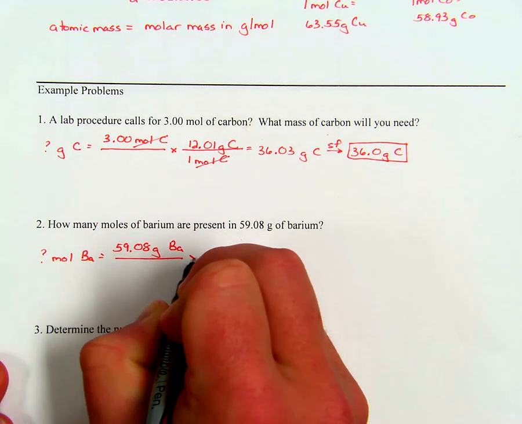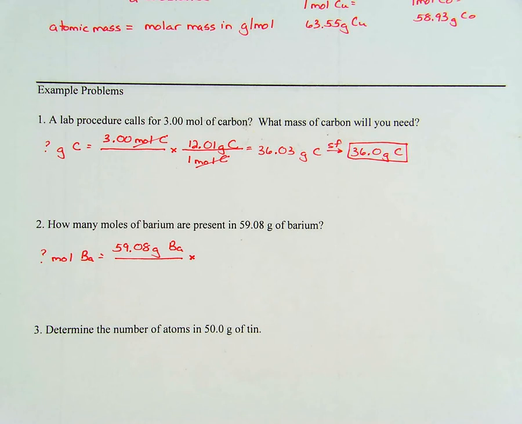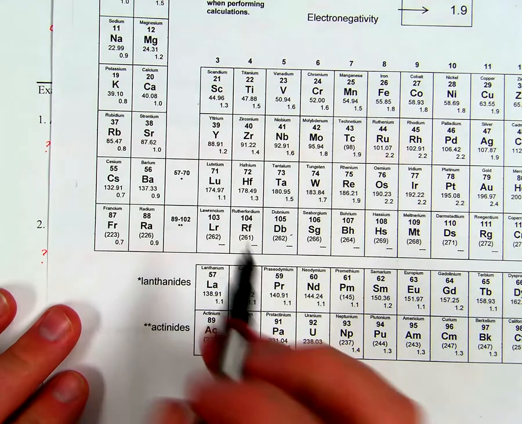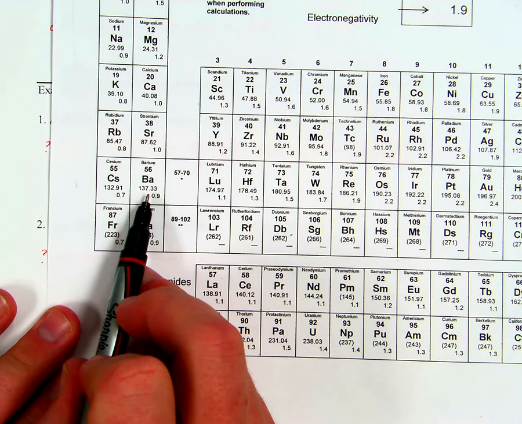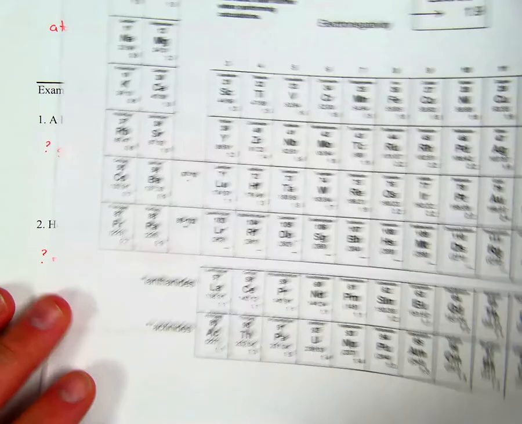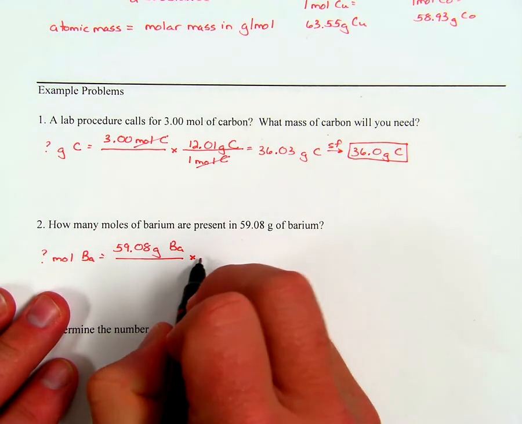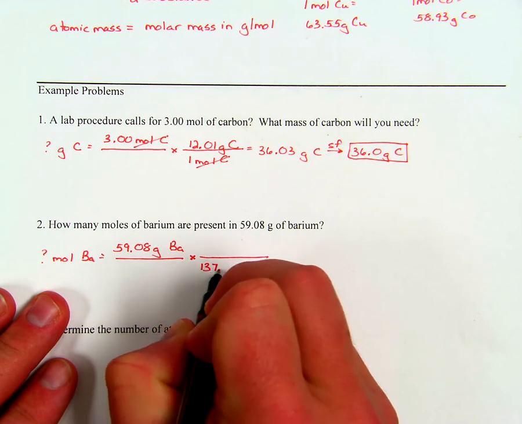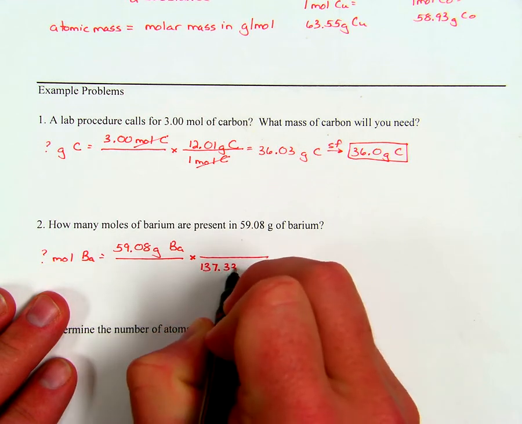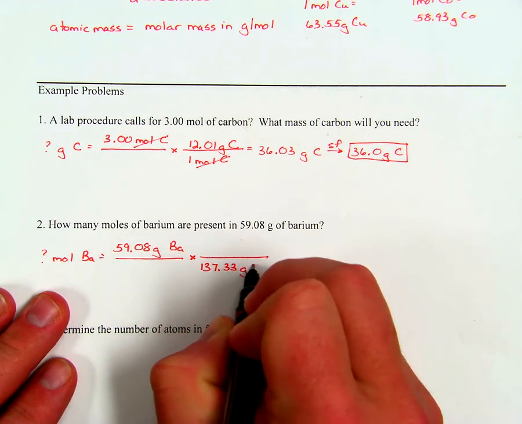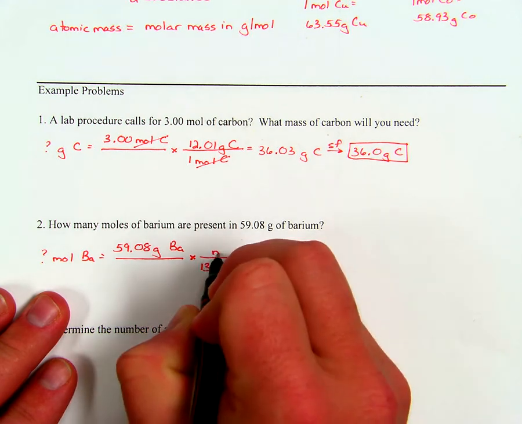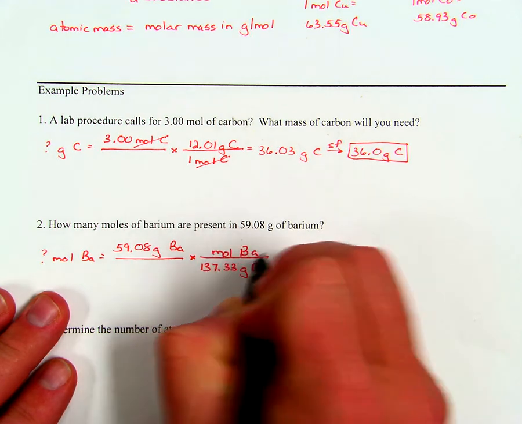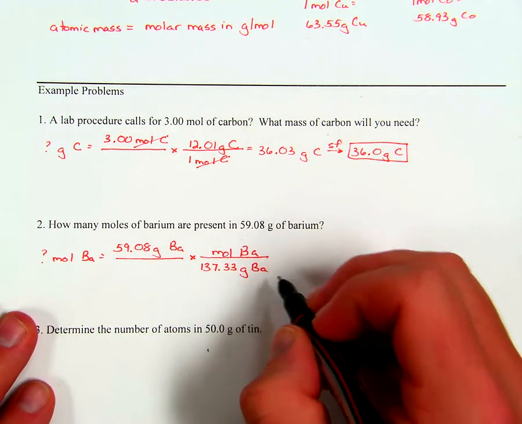And again, I need a molar mass conversion factor, so if I go to my periodic table, I can see the molar mass of barium is 137.33. So that is the conversion factor I want to use. Notice this time, though, that value, the molar mass, is going to go in the denominator because I need to cancel the mass units. So 1 mole of barium has a mass of 137.33 grams.